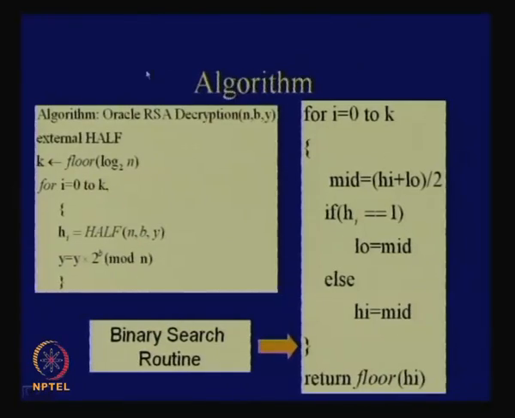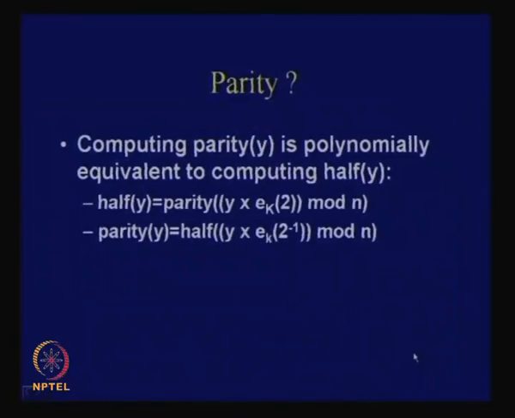Okay. So, this is quite straightforward. The other question that we were asking is about the parity. Actually, half and parity are polynomial equivalent, okay. That means both of them are the same. Why? Because we have these two functions. I will not prove this, but these are two results. So, you can write half of y like parity of y equal to e_k2 mod n, and similarly parity of y you can also express using the half function.